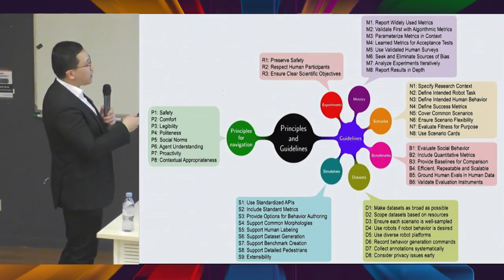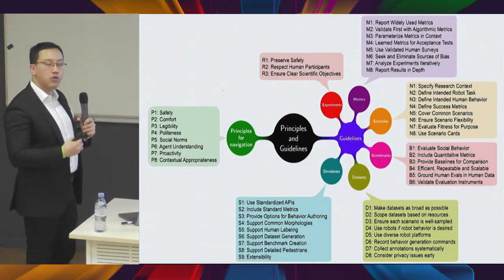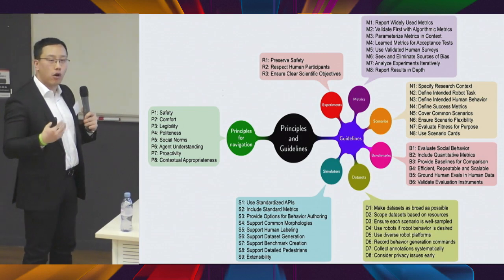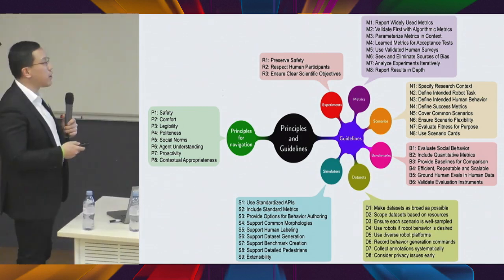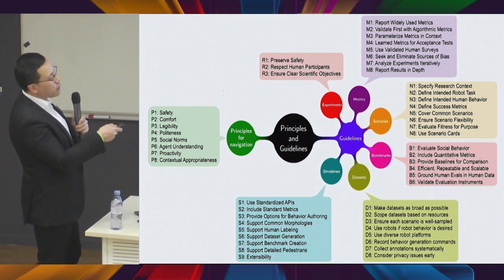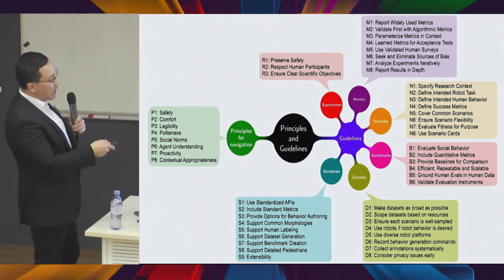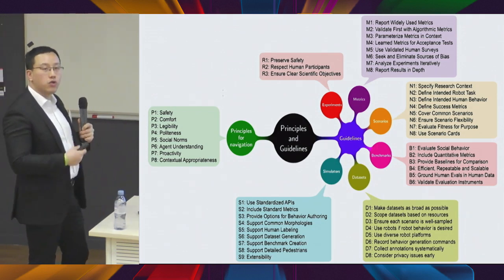And in addition to all these principles we talked about in the last slide, we also give a bunch of guidelines for when you're trying to develop your social navigation algorithm, and also when you're trying to evaluate it: in terms of experiment design, which metrics to use, what common scenarios you want to define in your experiment, and what benchmarks, data sets, and simulators are available for you to conduct your research as well.